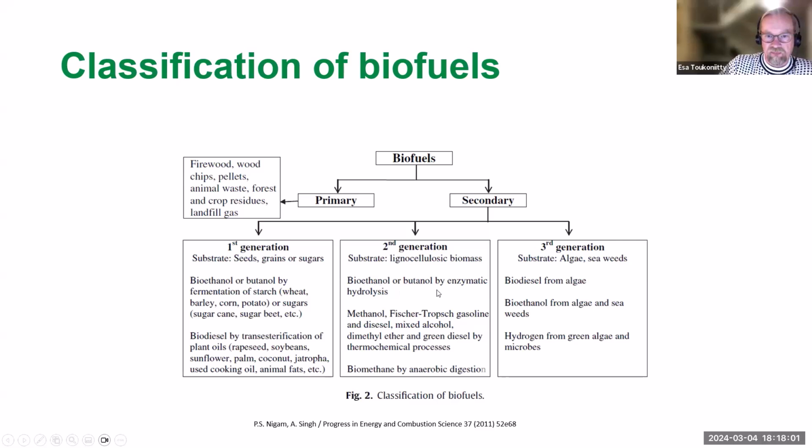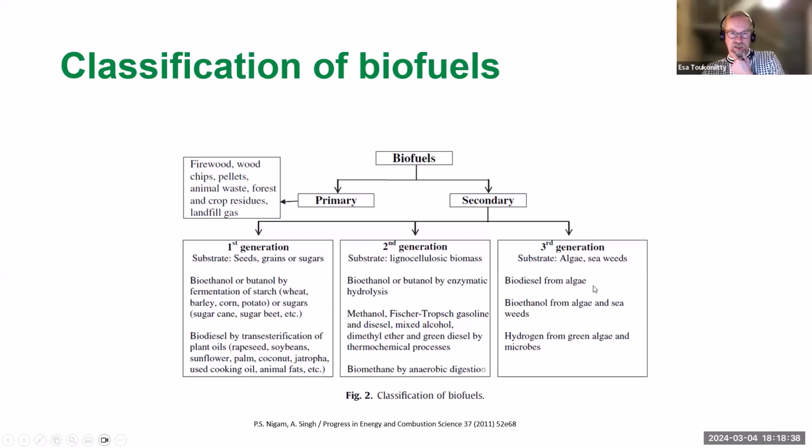So here, bioethanol or butanol via enzymatic hydrolysis, and then it also mentions quite many of those things that we study on this course, so methanol production, Fischer-Tropsch, and so on. Here the third generation refers to the use of algae or seaweed as the biomass raw material.